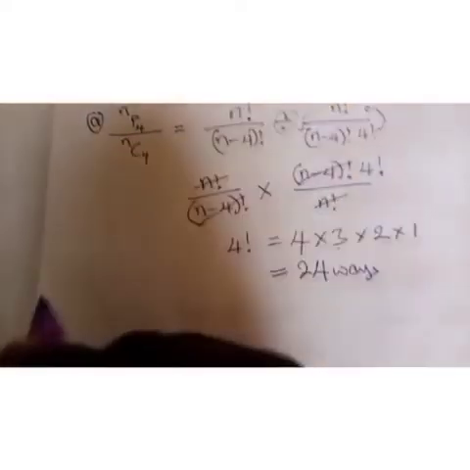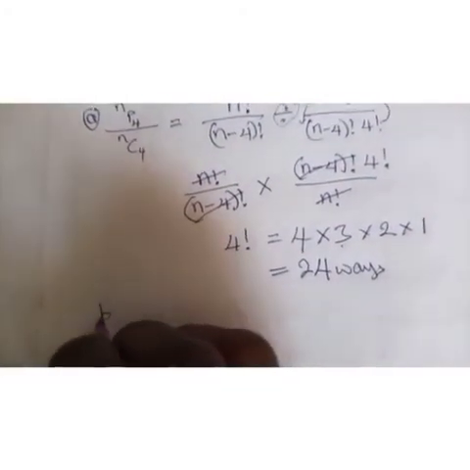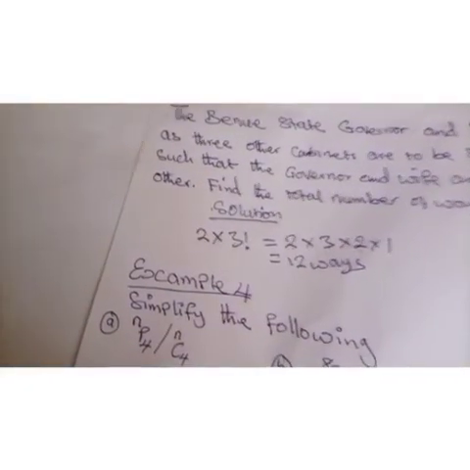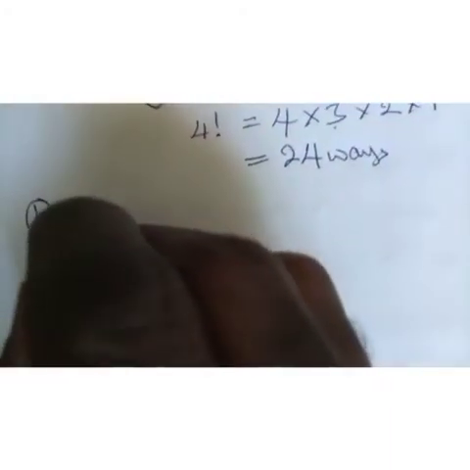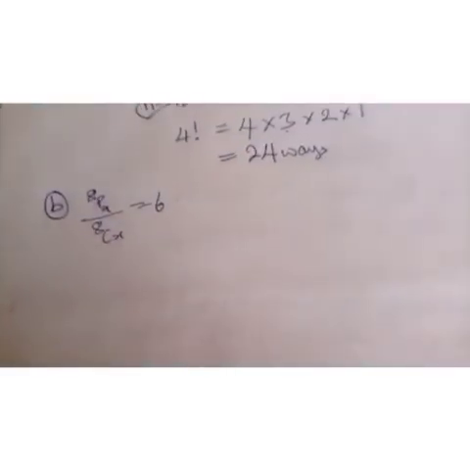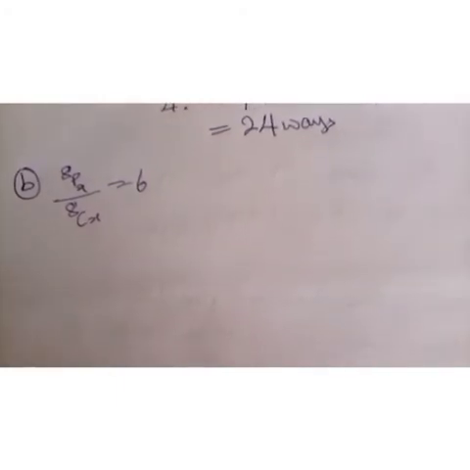And I will solve the B part. Let's move to the B part. And the B now says 8 permutation X, we are dividing this by 8 combination X, which is equal to 6. Okay, look at the question very well. You can pause the video and try this on your own, then check whether you got it right.